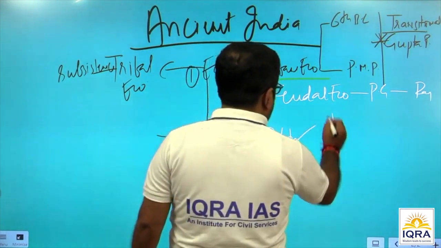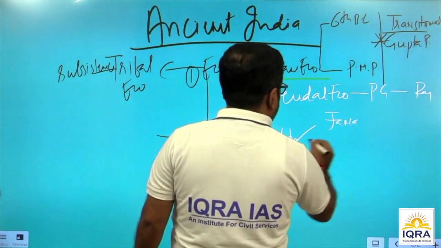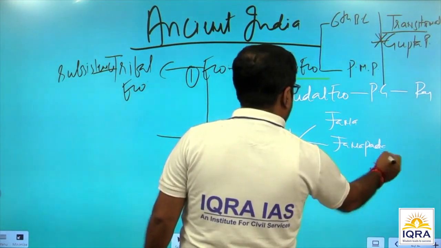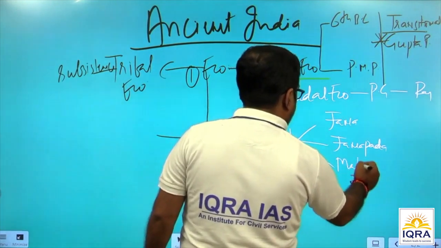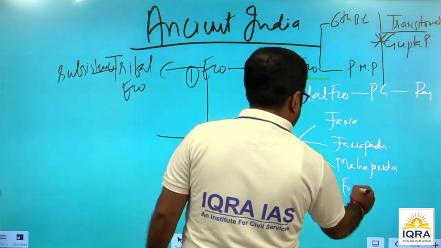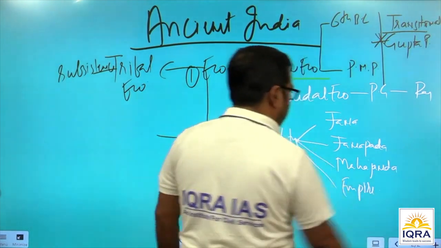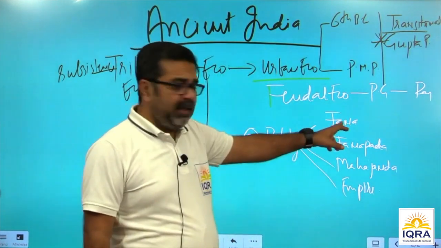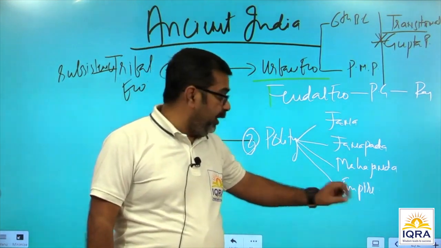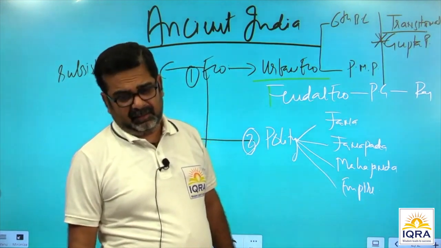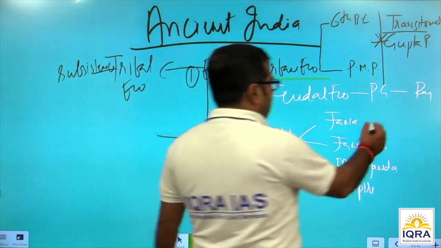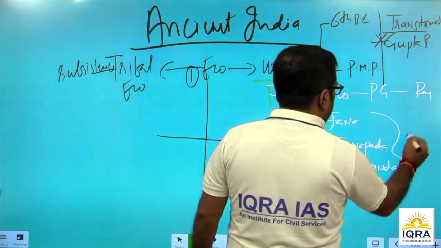From Jana to Janpad to Mahajanpad to empire. Rig Vedic period, later Vedic period, Buddha period, Mauryan period, empire. And then you will see the feudal political order.